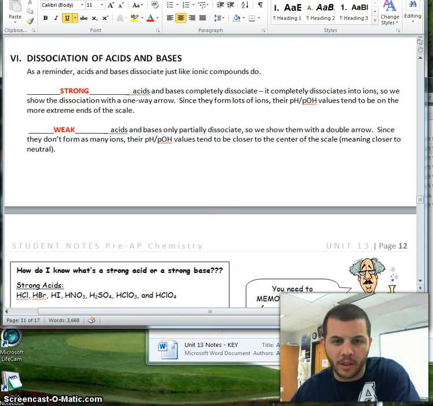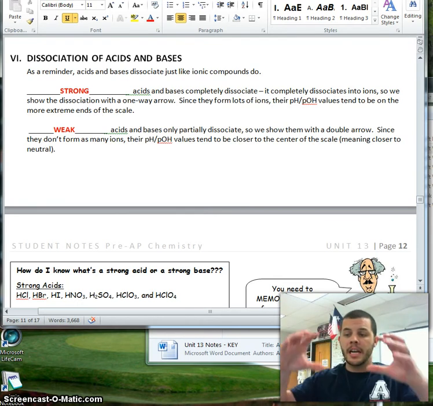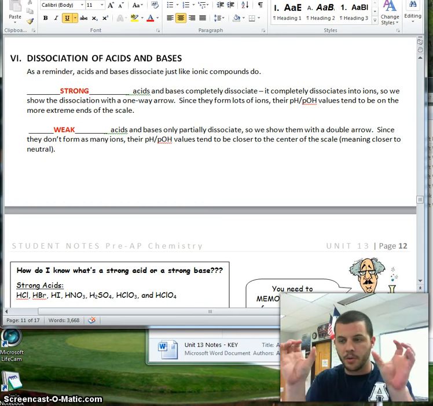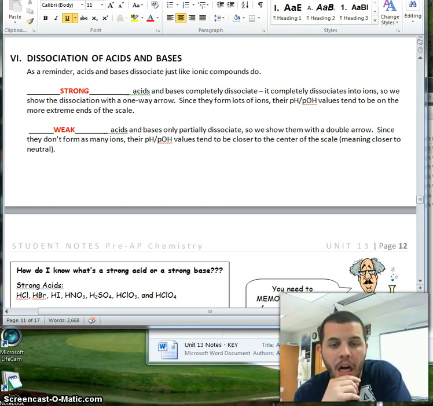All right, folks, let's take a look at dissociation of acids and bases. We remember from previous units that when we have a substance that undergoes dissociation, that substance is going to break apart. It's going to dissociate or break apart into individual ions. And so we can relate this to acids and bases as well.